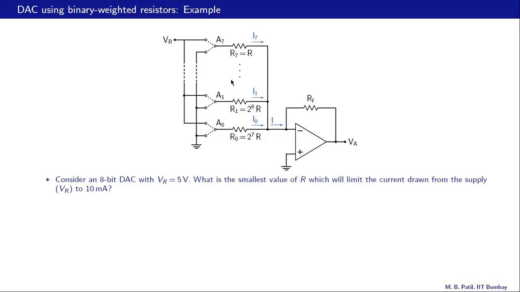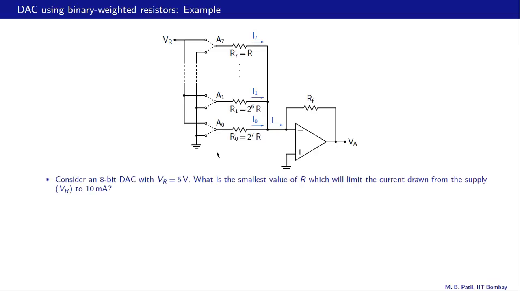Now let us look at these currents, I0, I1, etc. up to I7. Now this node is at virtual ground. V minus and V plus are nearly equal. So therefore we have 0 volts here. This current I0 is given by the potential at this node A0 minus 0 divided by R0, which is 2 raised to 7 R. And similarly, we can get these other currents.